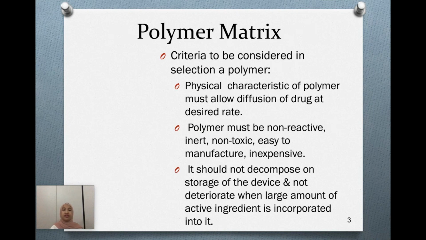So the polymer matrix criteria to be considered for you to select a polymer is that the polymer must allow diffusion of drug at the desired rate that you want. Okay, so the polymer chosen must have certain characteristics where if you want the polymer to release it in a hydrophilic environment, then the polymer needs to be hydrophilic. So the polymer should also be non-reactive, inert, non-toxic, easy to manufacture, and inexpensive.